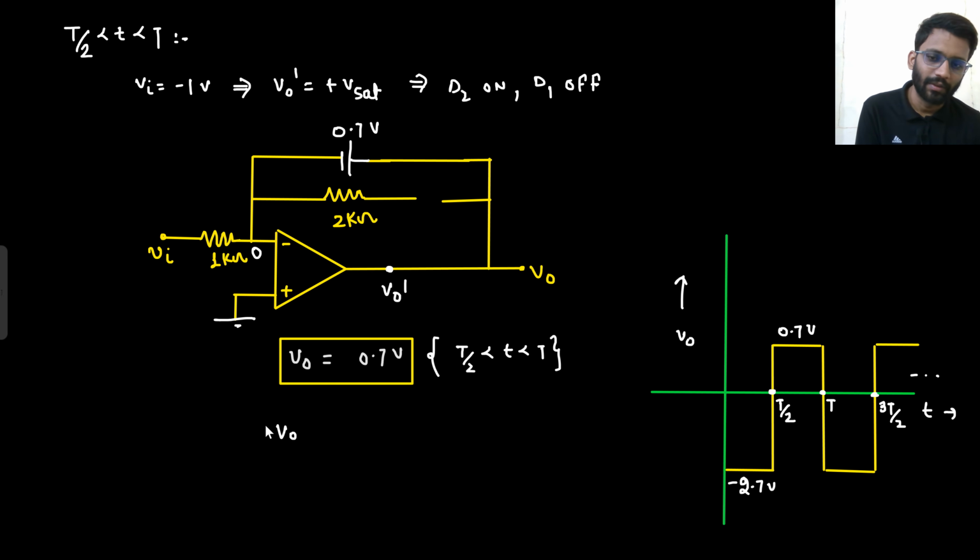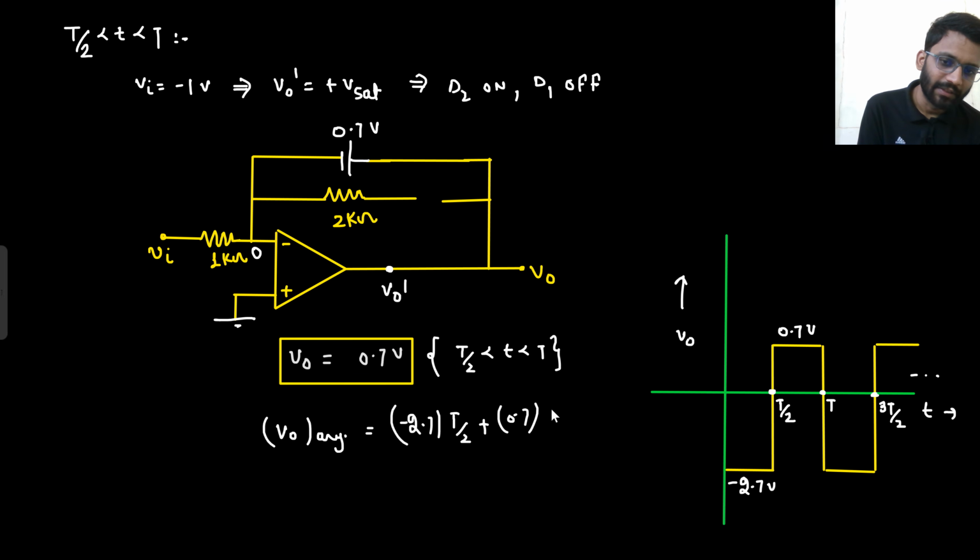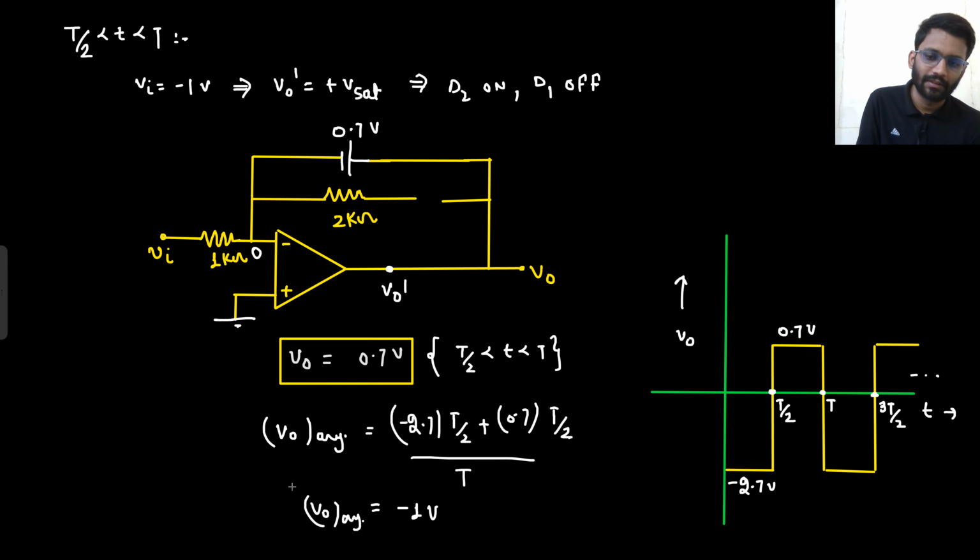So what will be your V naught average? Minus 2.7 into T by 2 plus 0.7 into T by 2 divided by time T. So if you solve it, this will be minus 1 volt. Your V naught average is minus 1 volt. That's it.